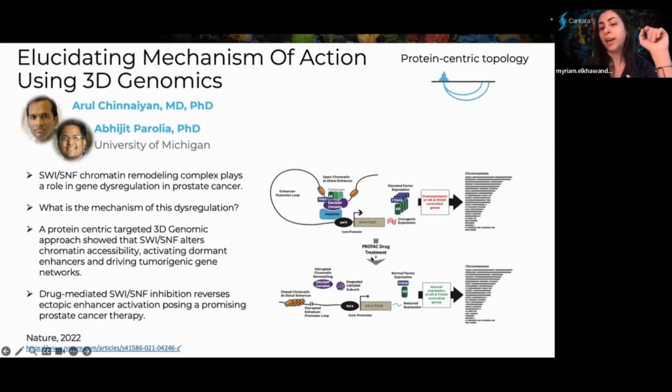Then they treated these samples with PROTAC. It's a drug-mediated treatment, and this drug specifically targets the SWI/SNF complex. When the SWI/SNF complex is impaired, this transcription machinery is not recruited to these sites. You're losing the activation of these oncogenes, and as such, you're downregulating the expression of genes that are important in the proliferation and the maintenance of cancer. So this shows a promising therapy strategy for prostate cancer.